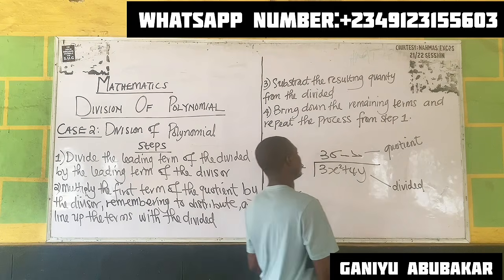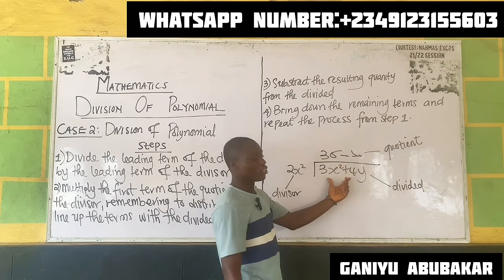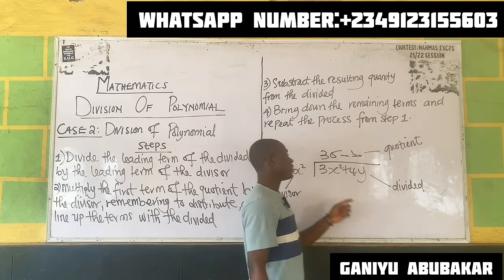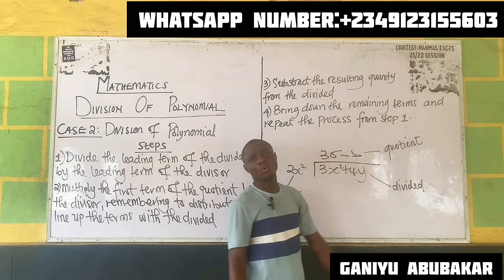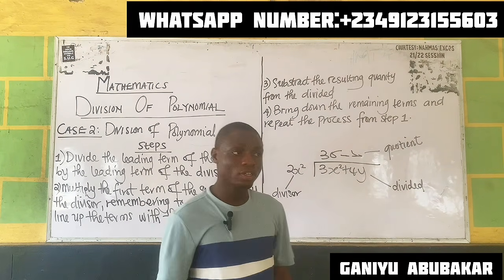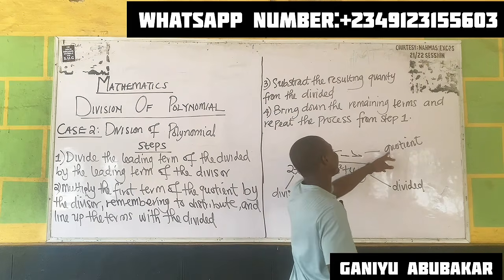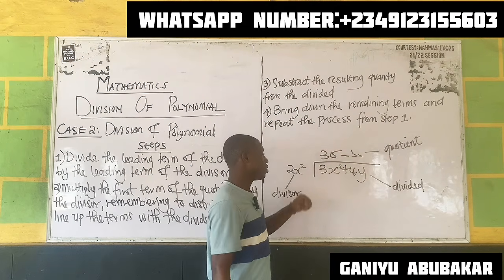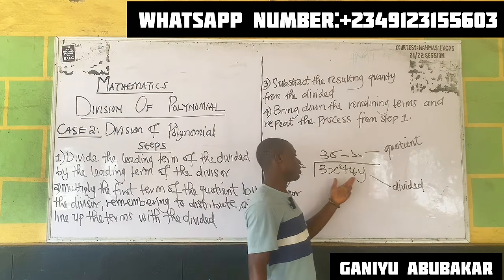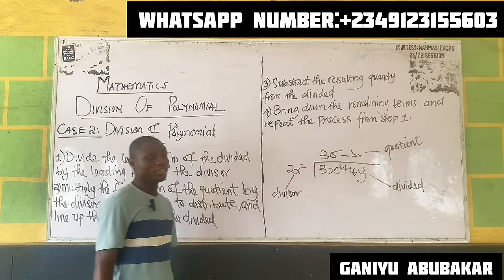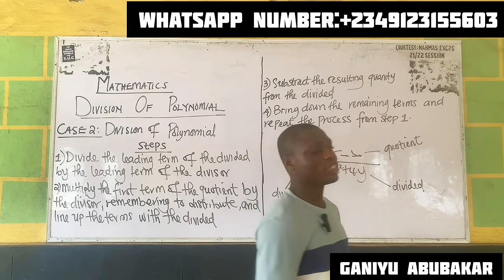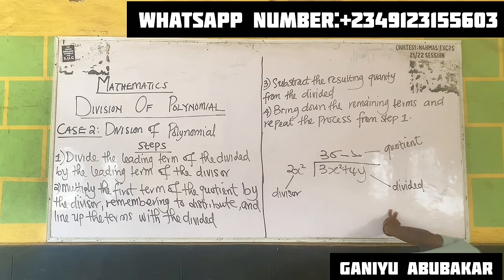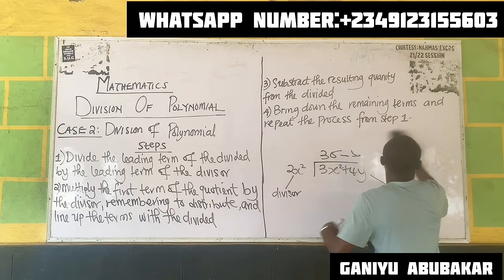Don't forget, please. Whatever is inside here is called the dividend. Whatever is here is called the divisor. Whatever is up here is called the quotient. That is what we mean. So the quotient is more like the answer, and the dividend is what you are dividing by the other. We'll take an example to explain this concept much better.